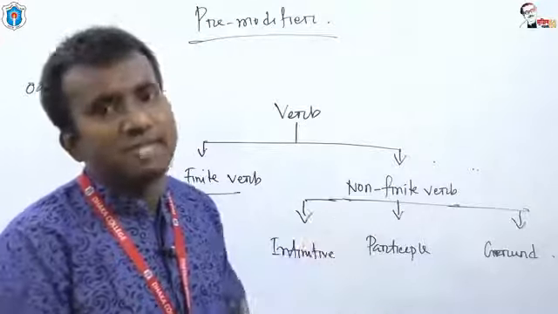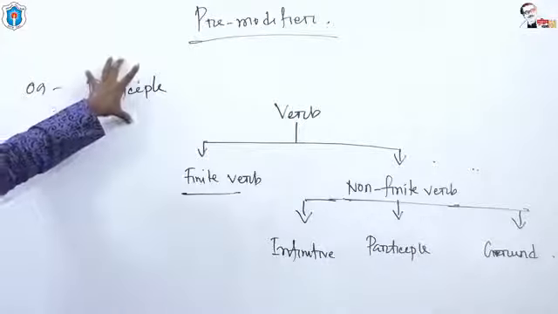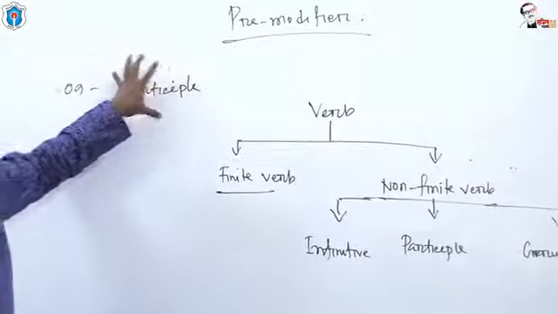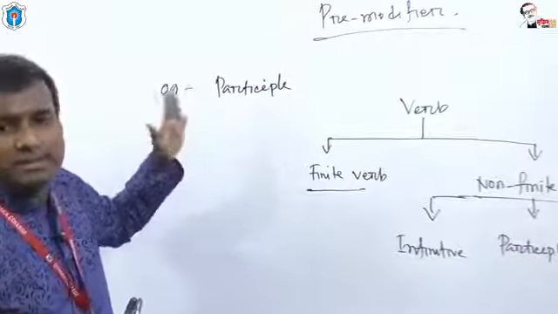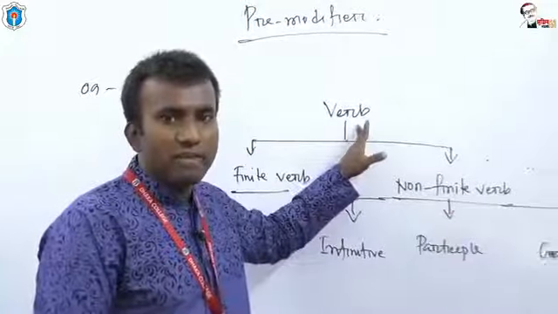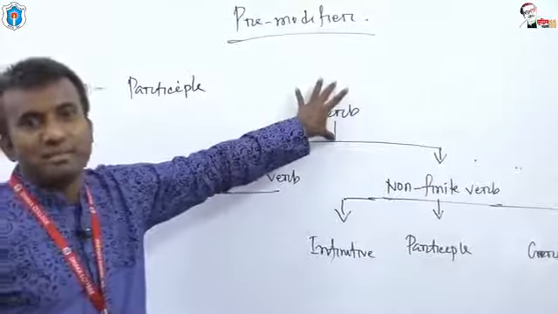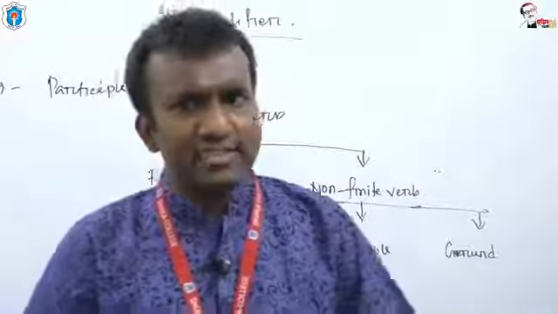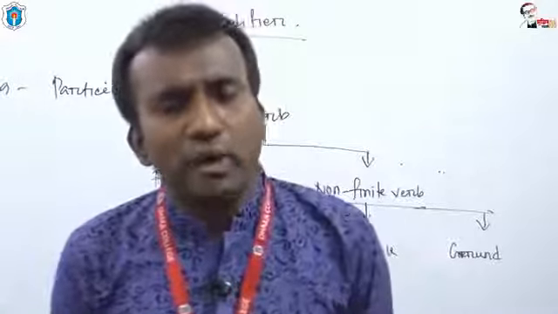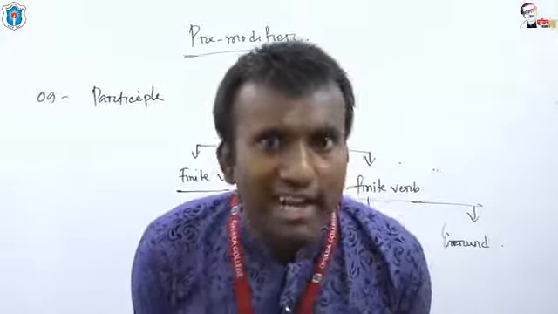Non-finite verbs are of three types: infinitive, participle, and gerund. What is our target of discussion here? Our target of discussion is participle, dear students. Participle comes from non-finite, and non-finite comes from verb. So participle comes from verb. So I can say participle is one kind of verb. Can I say that, dear students? Participle is one kind of verb.